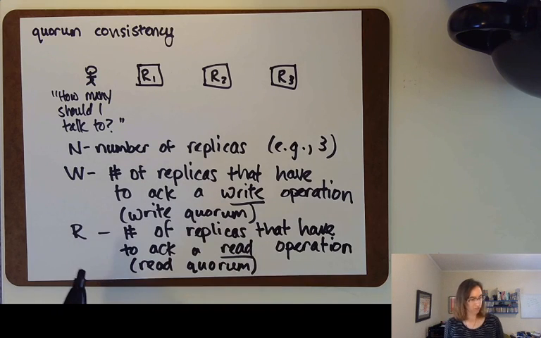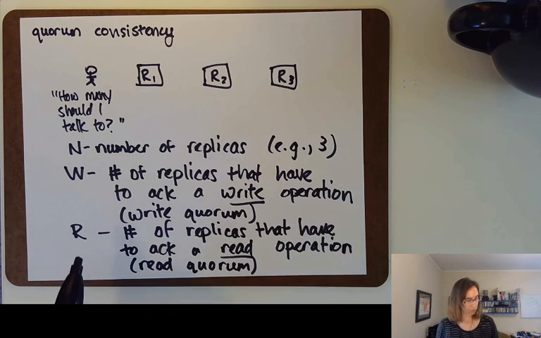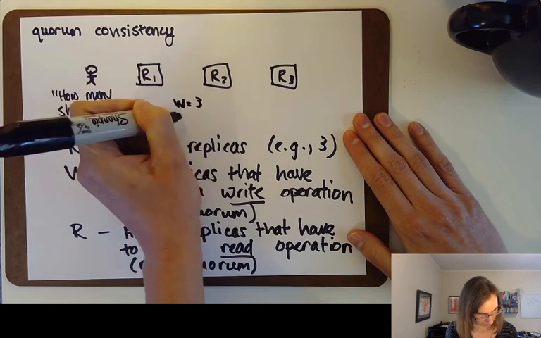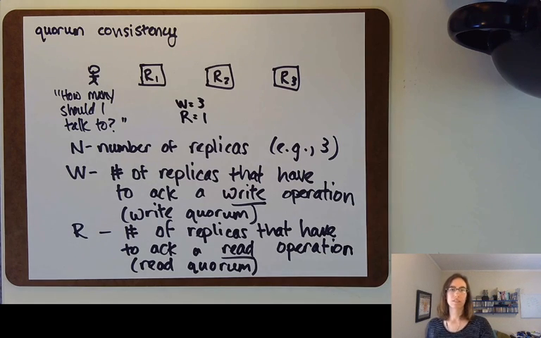So let's think about some different combinations of W and R. Let's suppose that in this 3 replica system, we set W to 3. So 3 replicas have to acknowledge a write. And let's say that we set R to 1. If we did that, so if W were 3, and R was 1, do you think that would give you strong consistency? Somebody says no. Somebody else says yes. Yeah, so it actually would.